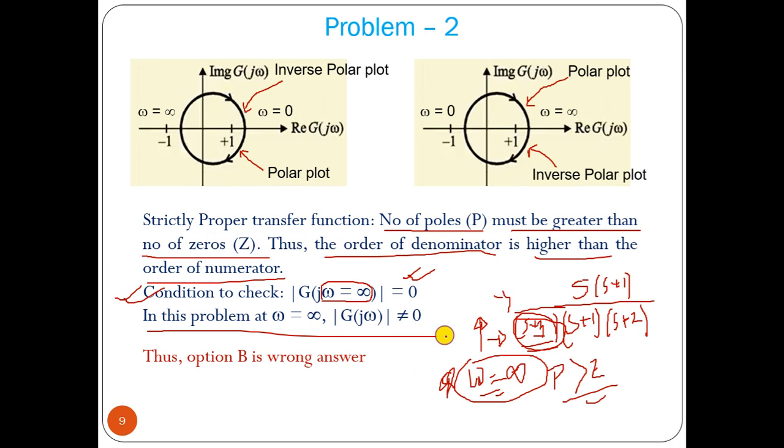Now in this problem, if we take the 0 to infinity here, for both the cases it is not 0. So at omega equal to infinity, the magnitude is not equal to 0. So answer B is also wrong. These are the points that we have to remember.